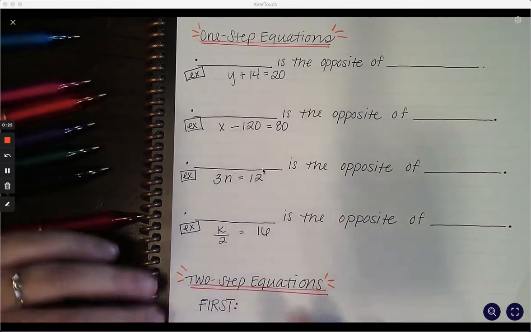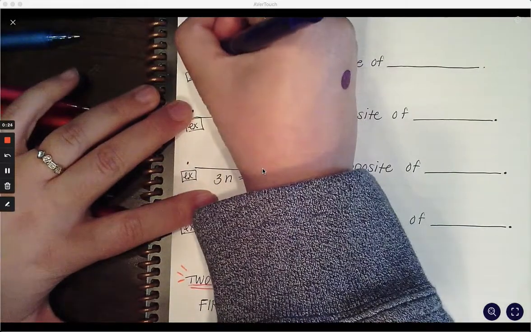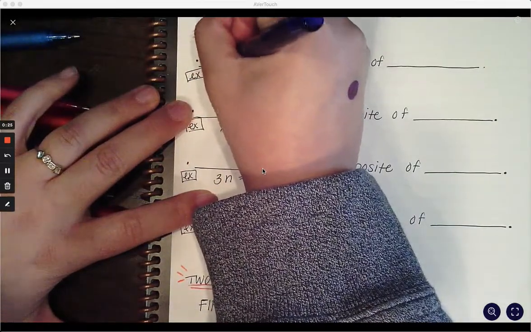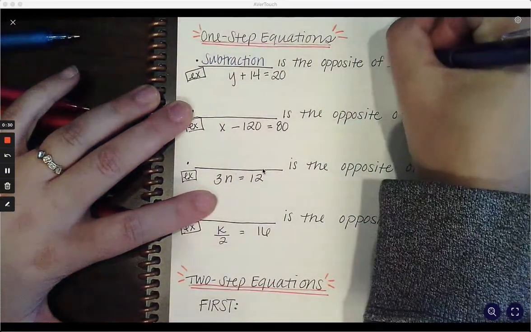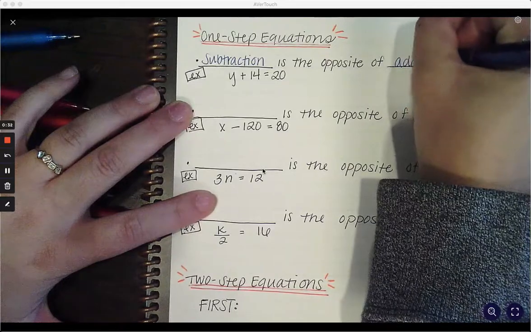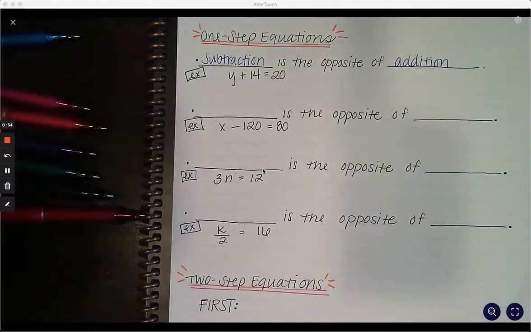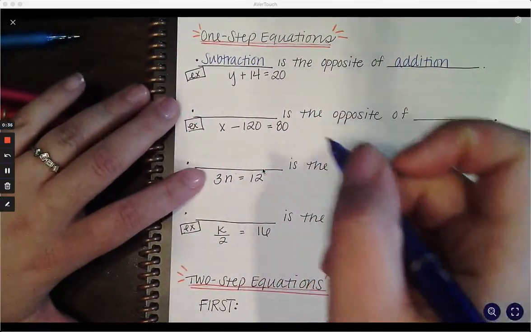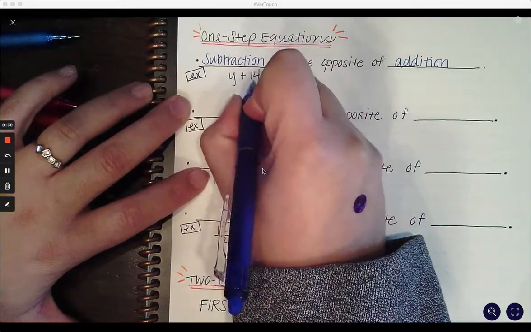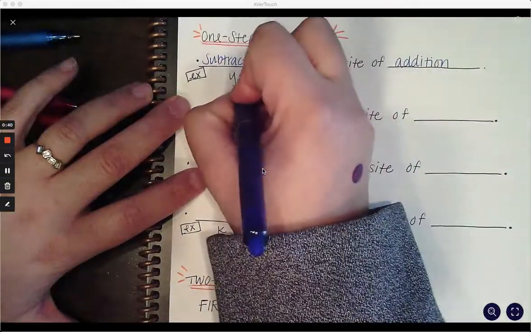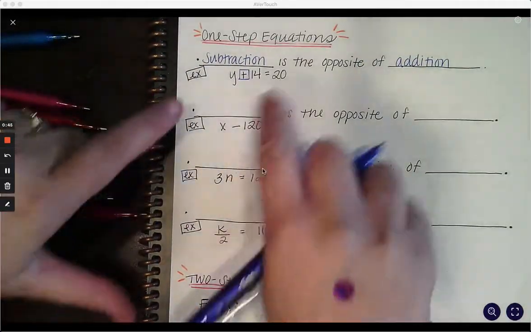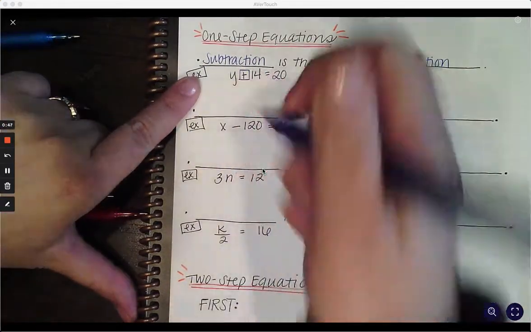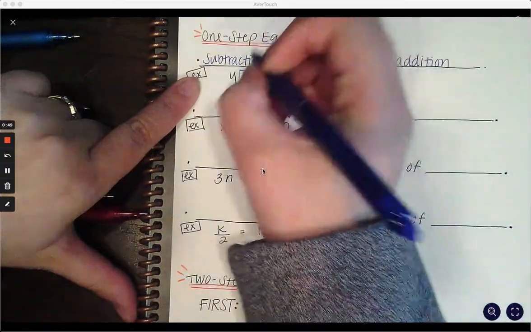Blank is the opposite of blank. Okay, subtraction is the opposite of addition. And I know some people are like, well, duh, Stark. Okay. But when it comes to this is where we get confused. I see a plus sign here, which means I have to do the opposite. That's why we have to subtract, okay? Whatever we do to one side, we have to do to the other.